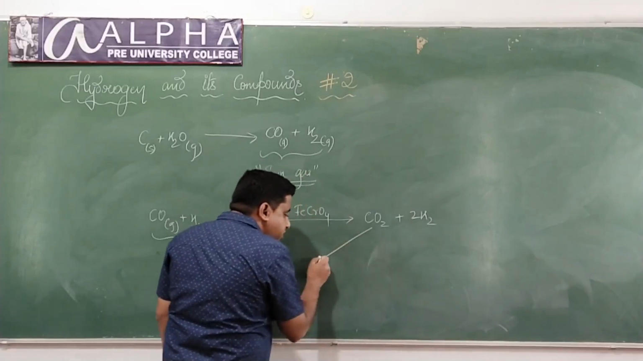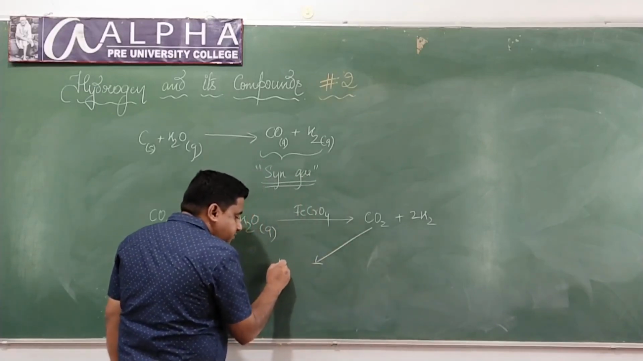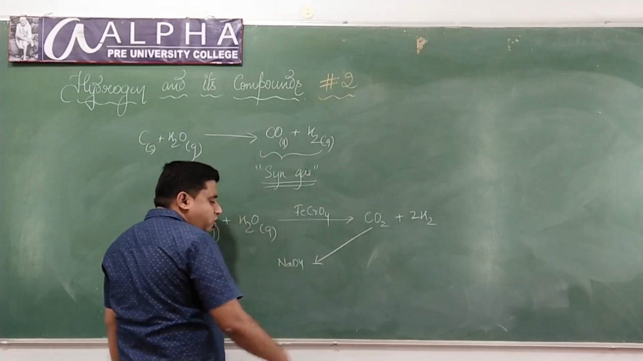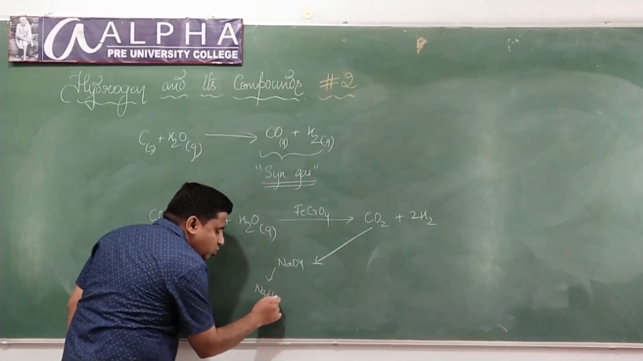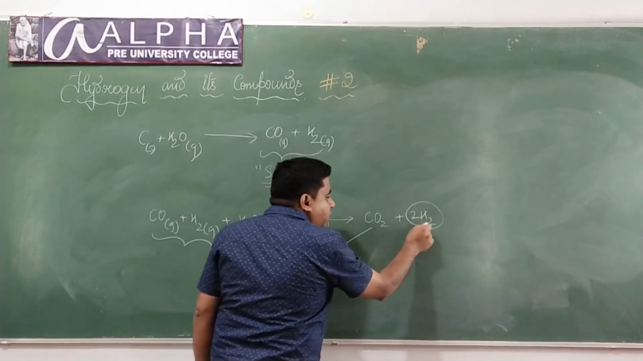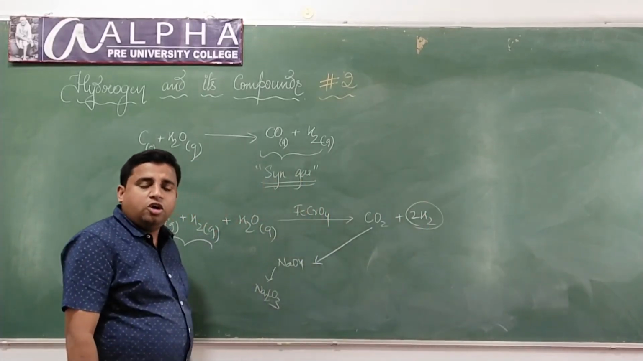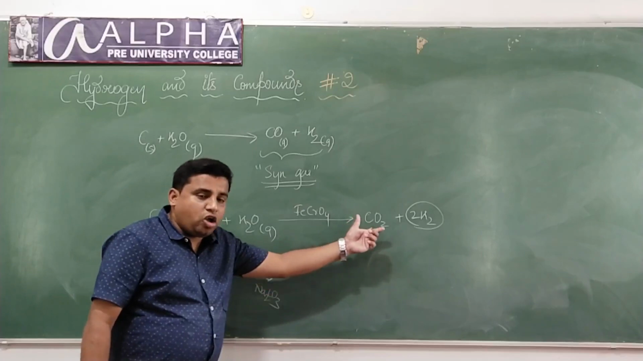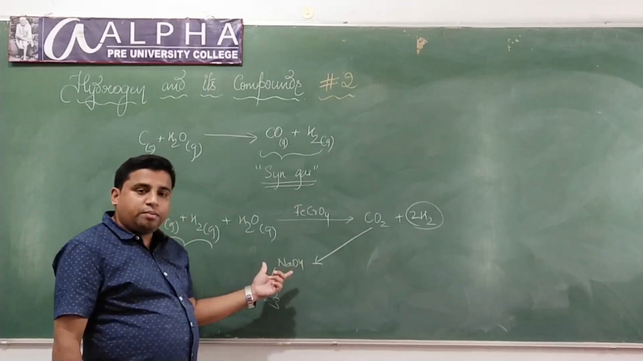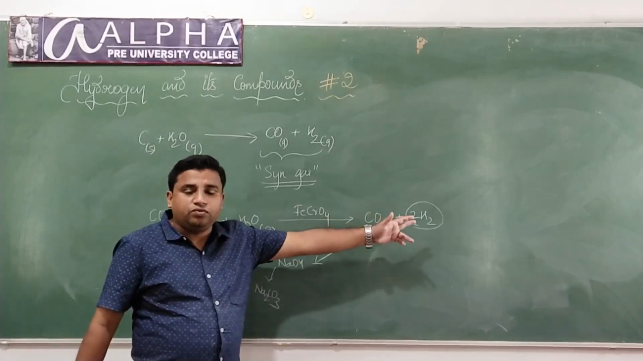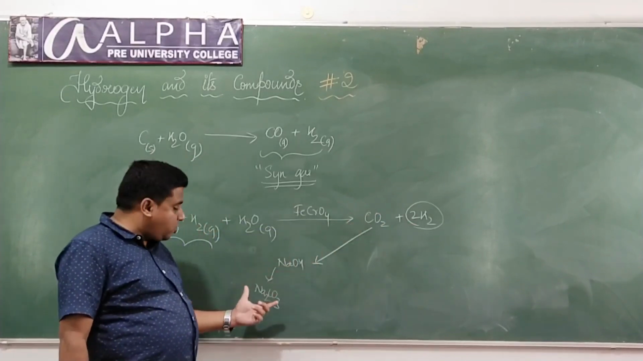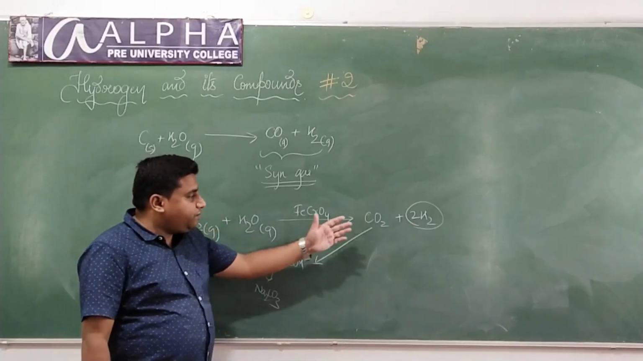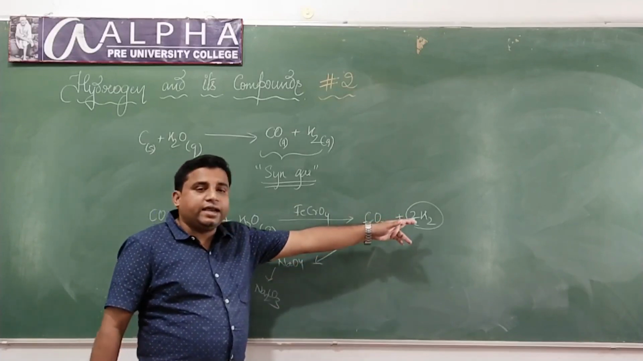When carbon dioxide is dissolved in what? Sodium hydroxide, it forms sodium carbonate, Na2CO3. So we will get pure hydrogen. When carbon dioxide formed is dissolved in sodium hydroxide, hydrogen will not be soluble in sodium hydroxide. Only carbon dioxide gets dissolved in sodium hydroxide to form sodium carbonate. Therefore I can remove carbon dioxide and I can get pure hydrogen.